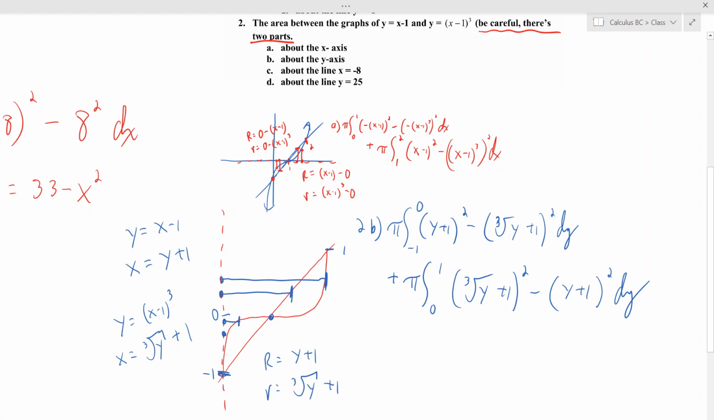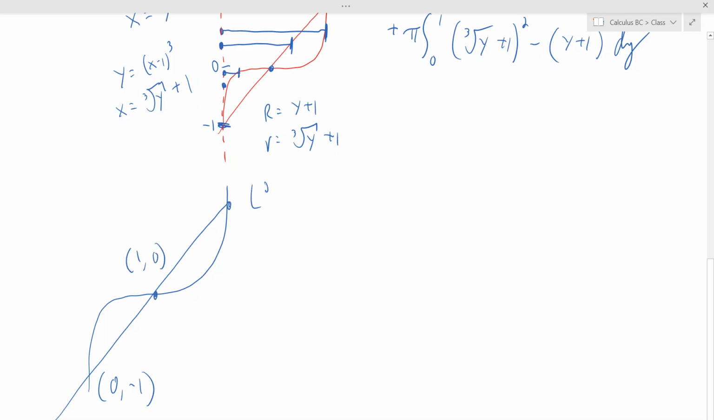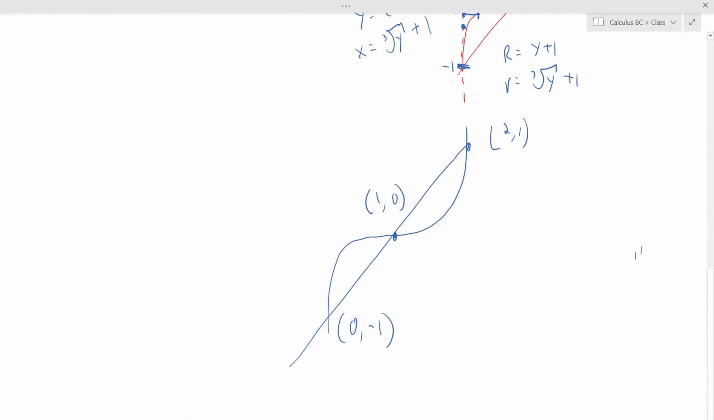So x equals negative 8 is a vertical line. So let's take our shape, which looks like this. Again, the cubic and then the line, like that. Okay, and they intersect at the points 0, negative 1; 1, 0 is right there; and 2, 1. We're going to go around negative 8. X equals negative 8 is on the other side. That makes sense. It's a negative 8, right? Not positive, okay. So negative 8 is going to be back here, actually.